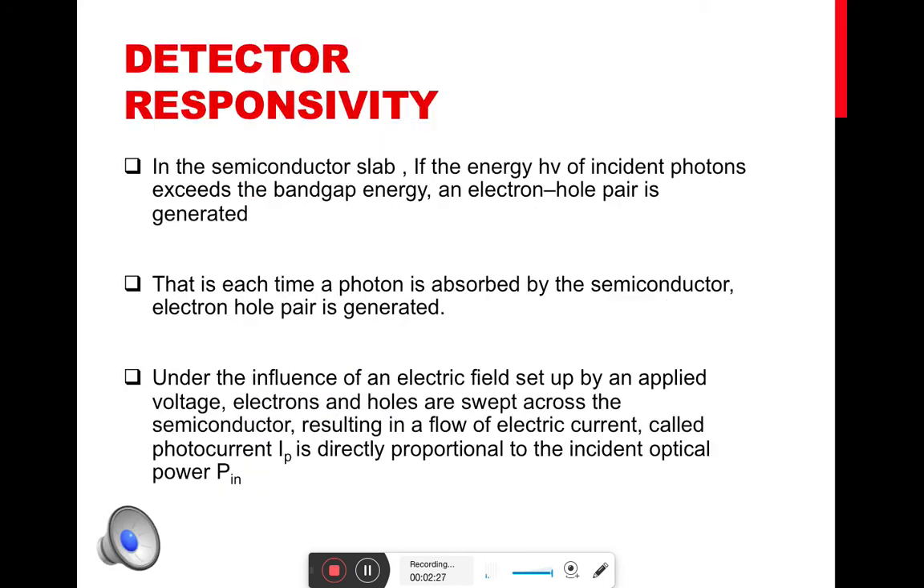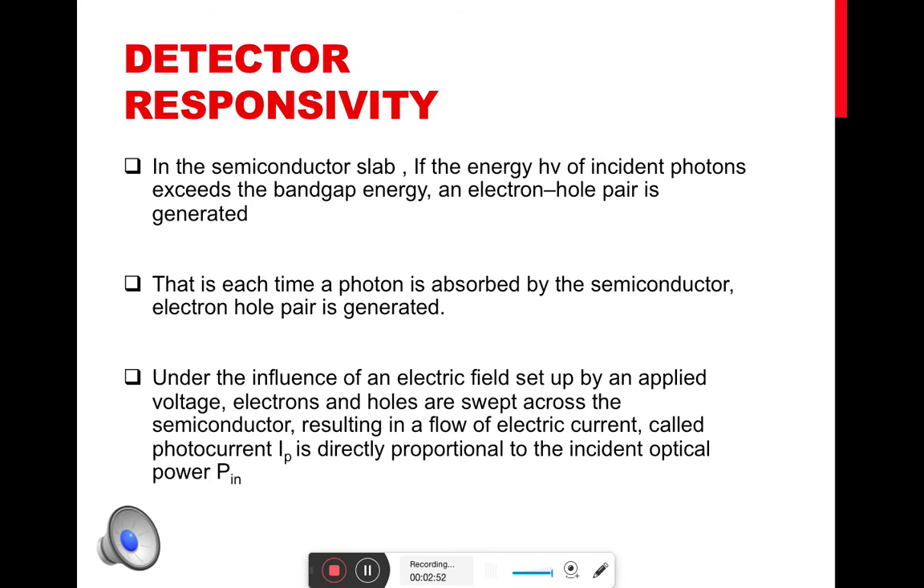So the next topic is detector responsivity. As we all know, we have a semiconductor slab on which an incident photon of energy h nu is incident, and if this energy h nu is greater than the band gap energy, an electron hole pair is generated. The electrons get excited to the higher level, leaving behind a hole in the lower level. As a result, an electron hole pair is generated.